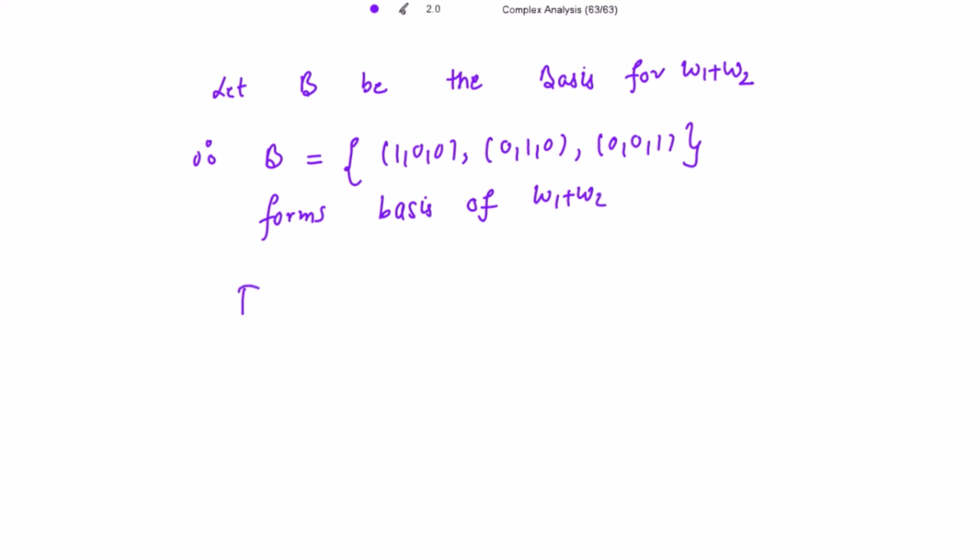And now to write the dimension for the sum of the subspaces, how many elements are present in B? 3 elements, right? So the dimension is 3. Alright, thank you.